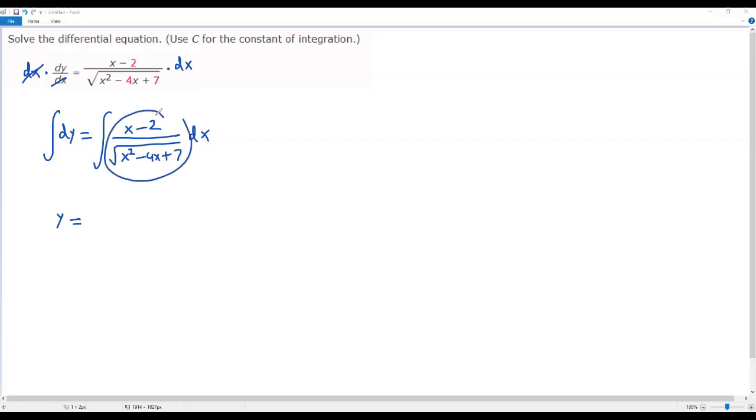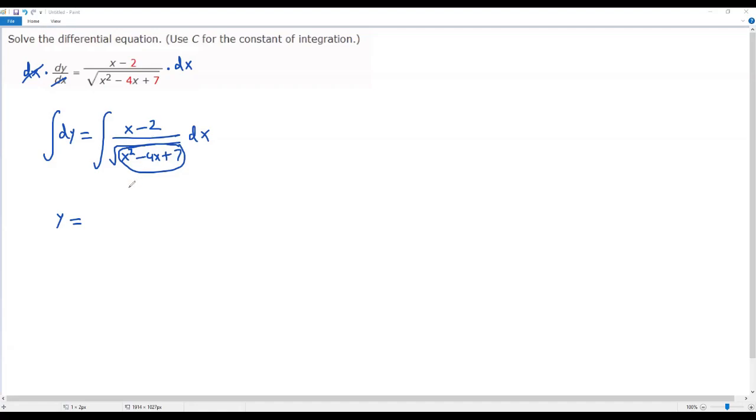So how do I integrate this one? Actually, this is a little complicated. Let's consider the denominator. The denominator contains a square root, and inside the square root we have an expression. This is the troubling part. Instead of an expression, if I just had a single variable inside the square root in the denominator, it would make the integration easier. So instead of this expression x² − 4x + 7, I just need a single variable inside the square root. So what should I do?